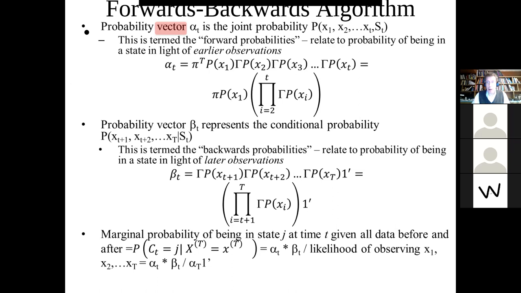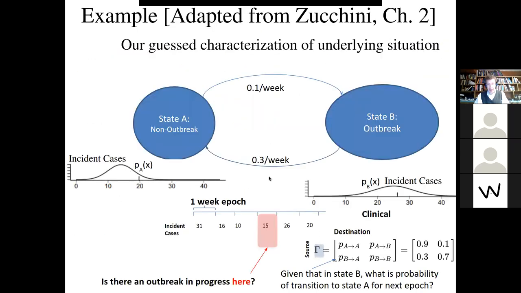It does lead to the possibility of summing this up over all S sub t. It's the same data, but summing it up over all S sub t and getting as a result alpha sub t times this row vector of ones, which will give us the likelihood of observing all of these data points given this model. So the forward-backward algorithm that calculates alpha, beta and calculates the marginal probability of being in state j at a given time in light of data after and before it is one of the two biggest uses of these models.